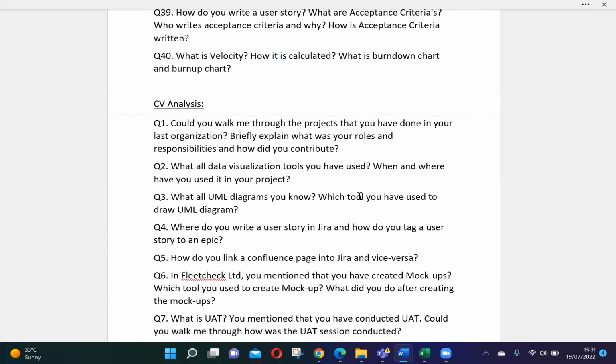Then one last thing. Have we talked about backlog grooming? So for backlog grooming, first you have to understand where it comes. When the product backlog is created and ready, after that the product owner conducts a backlog grooming session. Backlog grooming means keeping your backlog up to date. It's not a one-time activity, it's a continuous activity.